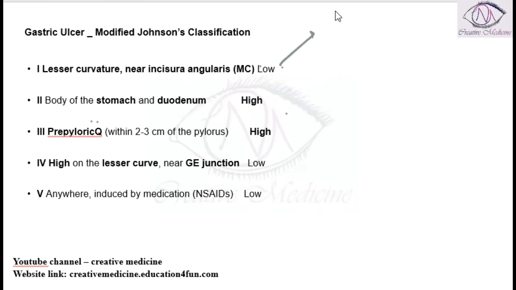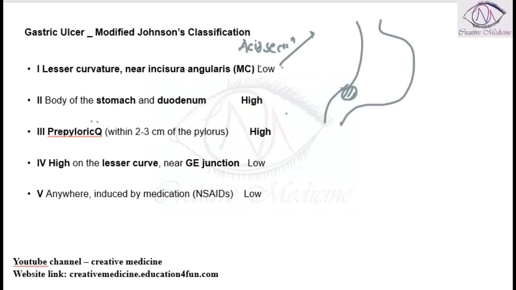First, in type 1, the ulcer is present mainly on the incisura angularis in the lesser curvature, and this is the most common type. It has low acid secretion. Acid secretion is low in type 1.